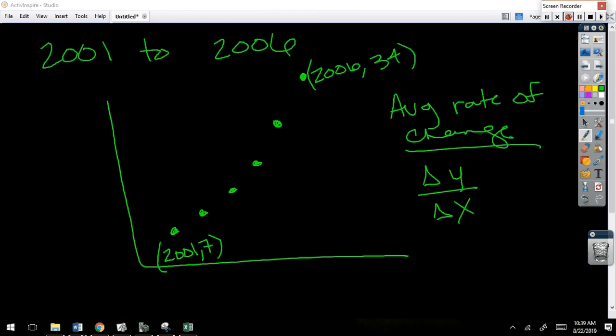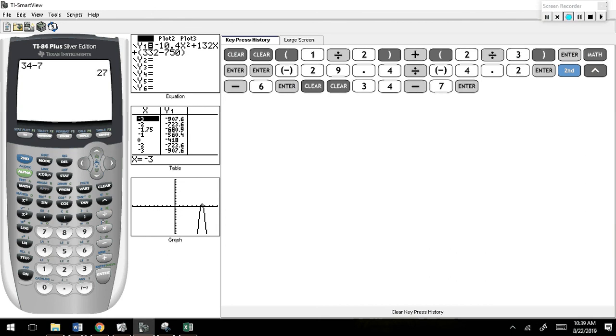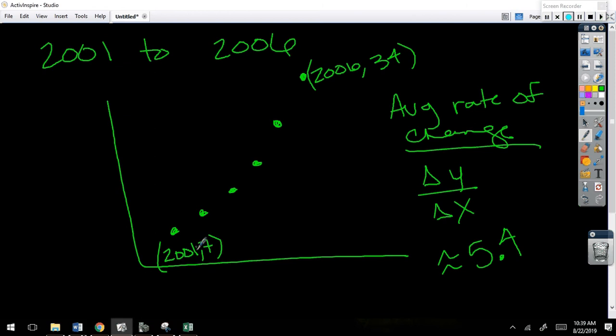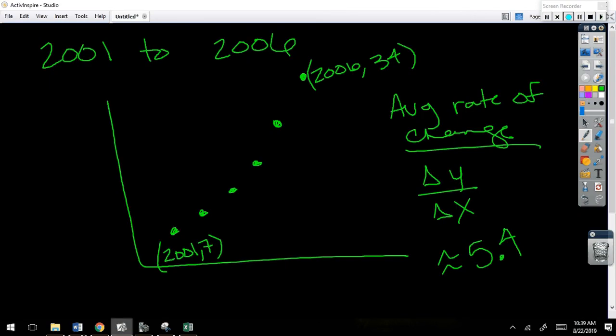We got it? Yeah, 5.4? So about 5.5 restaurants. That's right. Approximately 5.4 new restaurants each year. Is that not what you got? I got 5.25. Let's see. 34 minus 7 divided by 5 is 5.4 restaurants per year. Does anybody need any extra help with any of that?